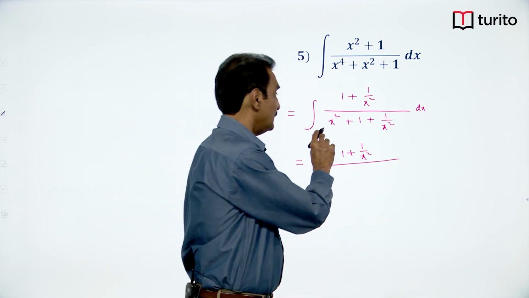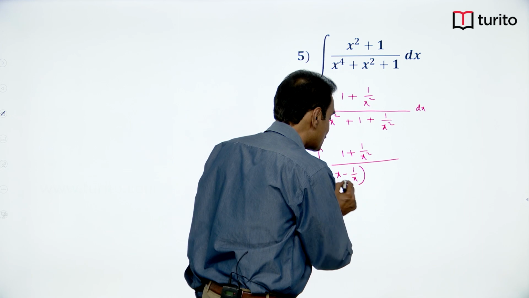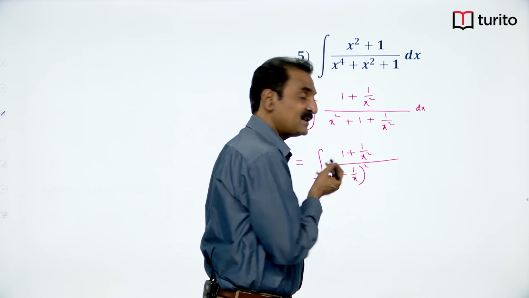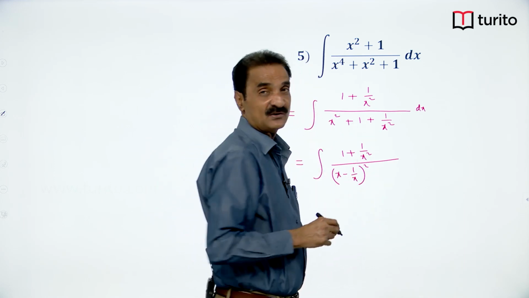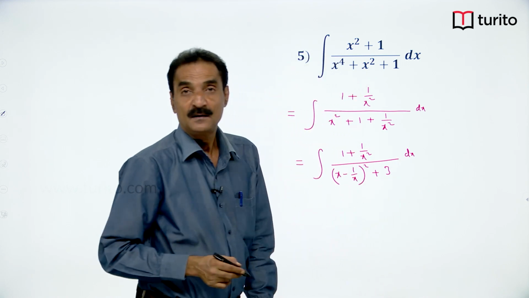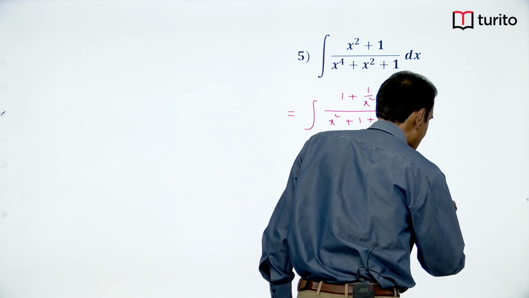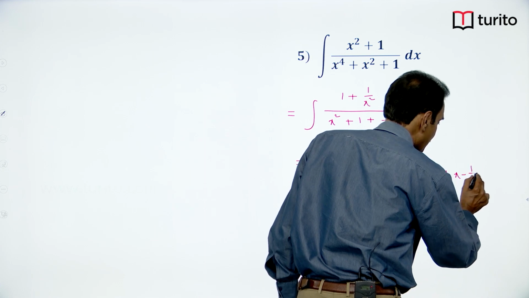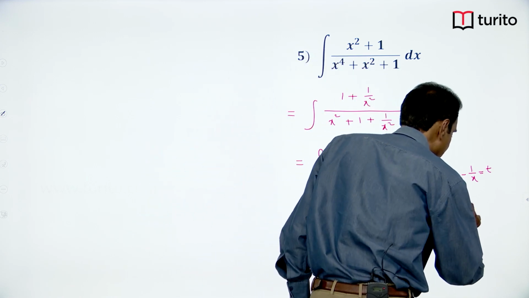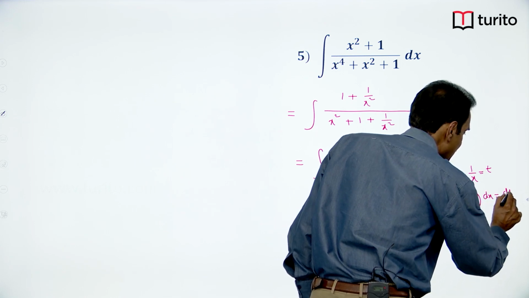x square plus 1 by x square can be written as x minus 1 by x whole square, since a square plus b square is a minus b whole square plus 2ab. Plus 2ab is 2. So, plus 2, plus 1 is also there. So, plus 3. Now, since numerator is the derivative of x minus 1 by x, we put x minus 1 by x equal to t. Its derivative is 1 plus 1 by x square dx is equal to dt.